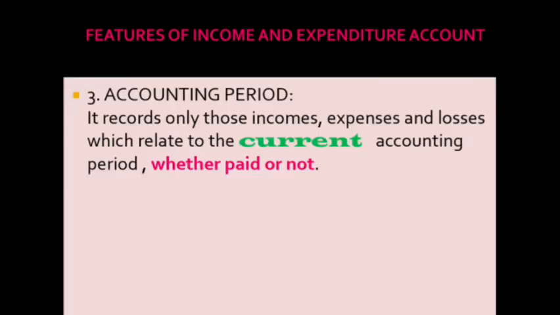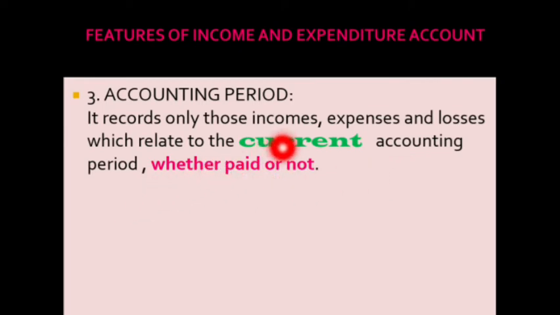Third point, accounting period. It records only those income, expenses and losses which relate to the current accounting period, whether paid or not. It is irrelevant whether we have received cash or not. When we record the transaction in income and expenditure account, when we do the posting, it is irrelevant whether we have received cash or not. It is important that we are recording the transaction related to the current accounting period.